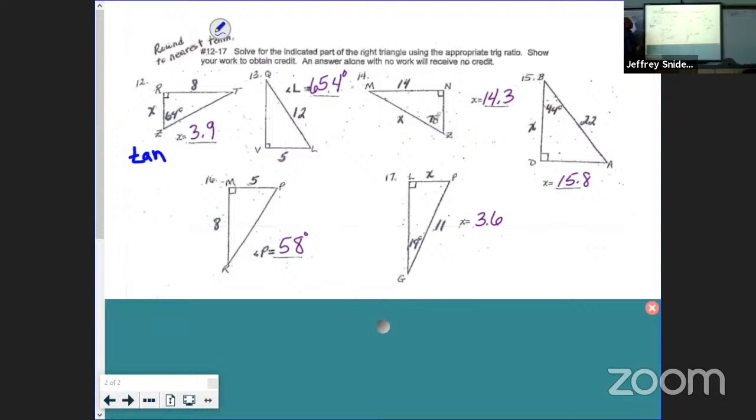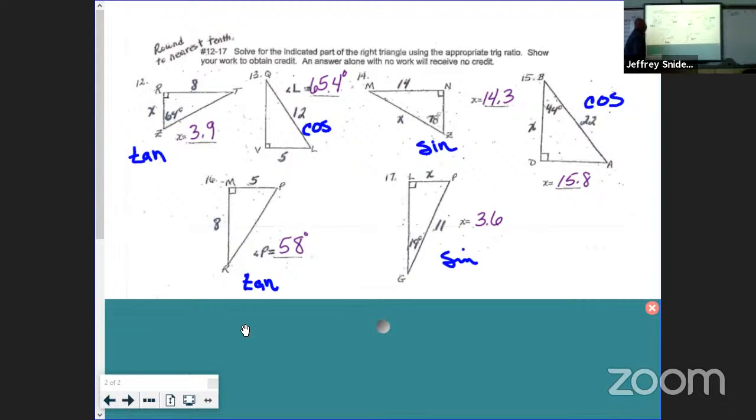13 is a, but the ratio you use is the cosine ratio. You solved it using arc cosine, but the ratio you used, this was a cosine problem. Okay, 14 is a sine problem. 15 is a cosine problem. 16 is a tangent problem. And 17 is a sine problem. Which one? 15, you betcha.